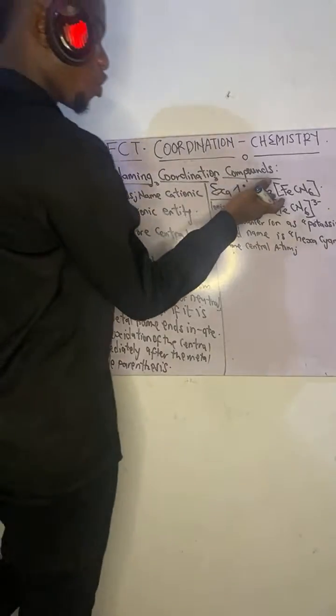So let us look at this particular complex. Is it anionic, cationic, or neutral? From the beginning of this class, I explained how you can identify neutral, anionic and cationic complexes: it is by the charge on the coordination sphere. The charge on the coordination sphere is negative, so this complex is anionic.